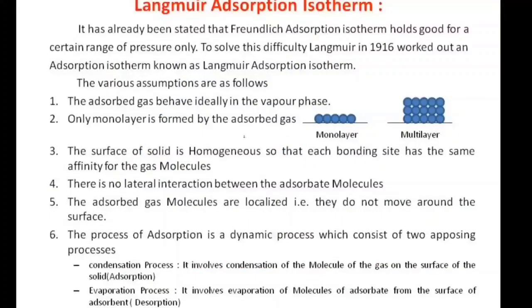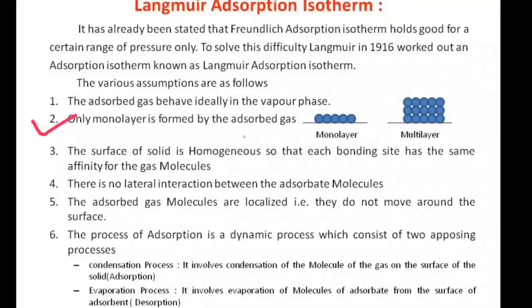Plainly, the adsorption isotherm is not valid at high pressure. This difficulty was overcome by Langmuir in 1916. He proposed various assumptions. First, the adsorbed gas behaves ideally in vapor phase. That means PV is equal to RT. This equation is satisfied by adsorbate molecules.